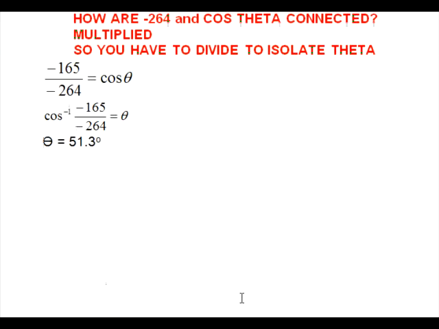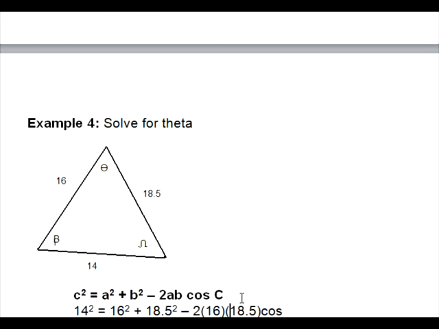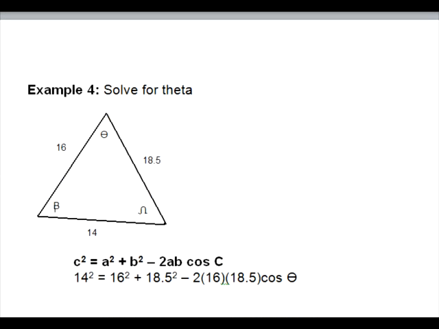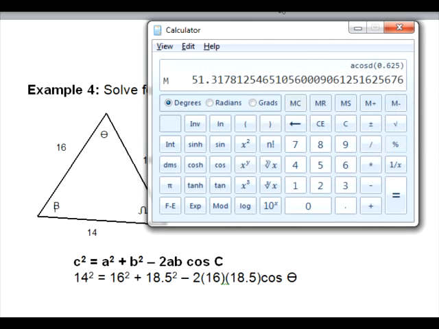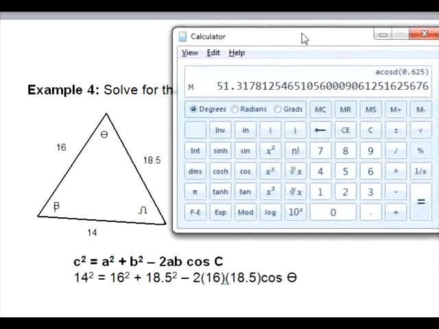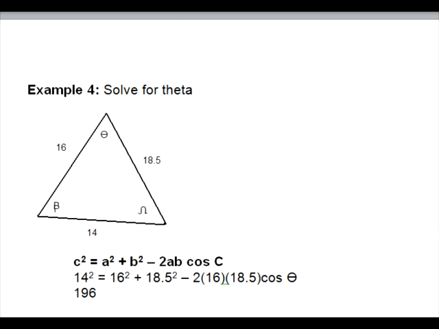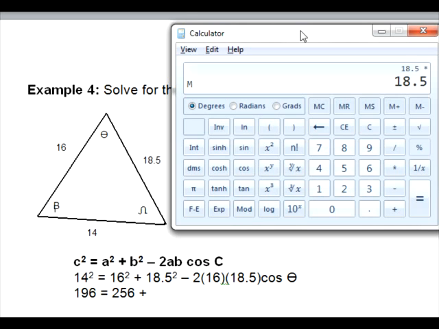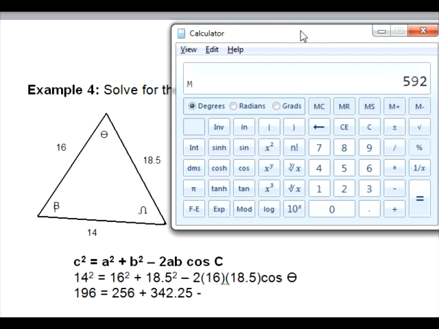And I lost my theta, so I've got to go back up, sorry. Alright, great. And remember, supply teacher, feel free to hit pause anytime you need to. So Sage, can you be calculator girl and do the calculations? Actually, I'll be calculator girl myself. 196 equals 256 plus 342.25 minus 2 times 16 times 18.5.